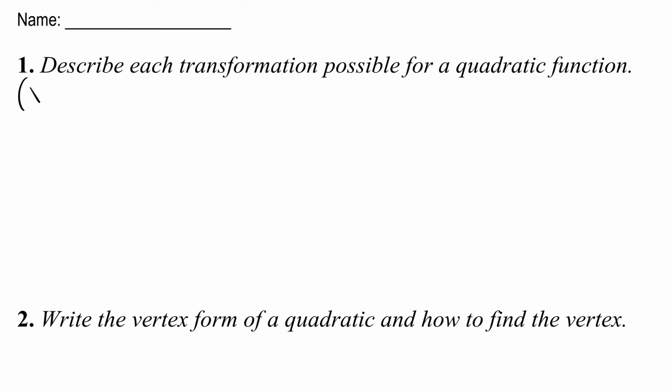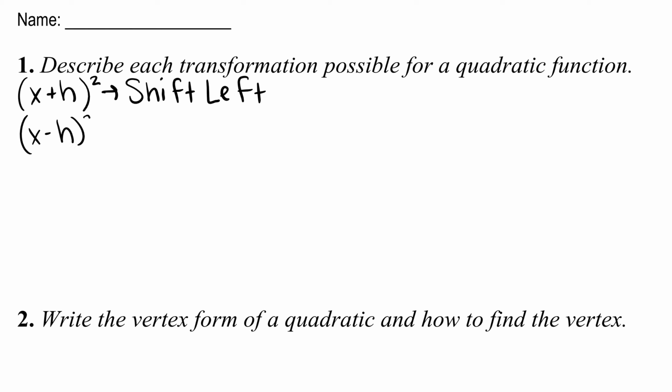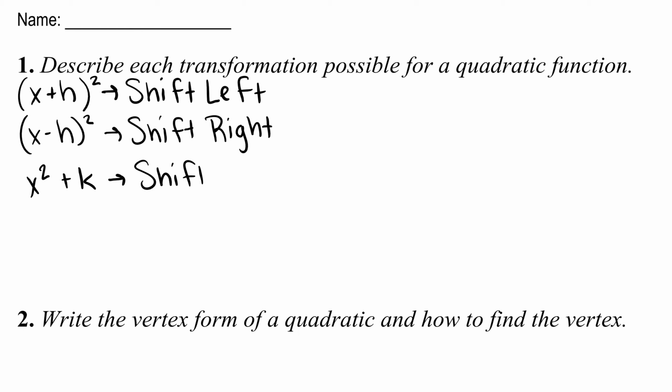So my first one that I would do is (x + h)^2, and that gives me a shift to the left. So shift left. Then of course the opposite is (x - h)^2, which is shift right. Okay, next one I would have is x^2 + k, which is shift up. And then x^2 - k is shift down. Okay, so those are the 4 translations: up, down, left, right.